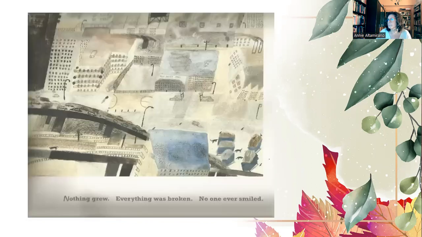For example, take the image of the city here, and the text says, "Nothing grew, everything was broken, no one ever smiled." So what do the students notice? There is no green anywhere. There are no trees, no flowers, no grass.